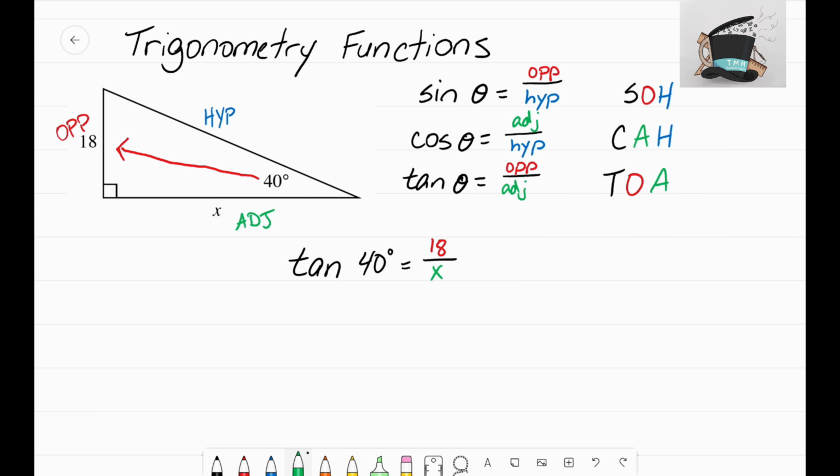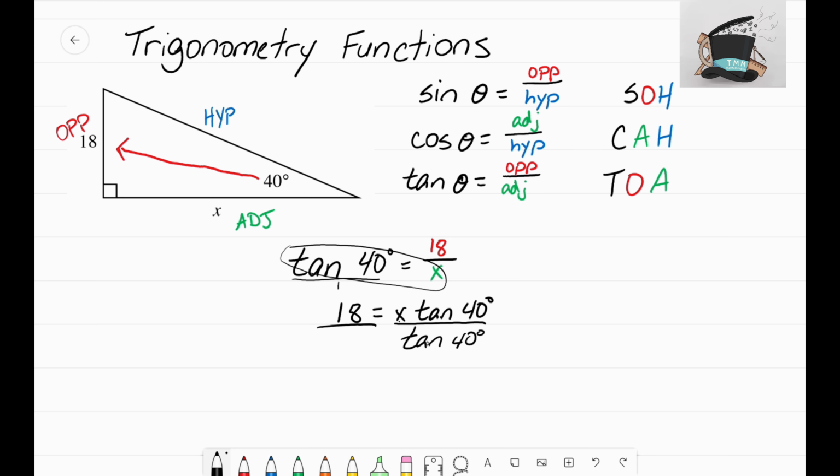So let's go ahead and solve this out. First thing I'm going to do is cross multiply. So I'm going to put this over 1 just to help me see how I'm going to cross multiply. I'm going to have 18 times 1, which just gives me 18, equals, and cross multiplying that, I'll have x times tangent of 40 degrees. Last step is that I want to get x by itself. And right now I'm multiplying by tangent of 40 degrees. So I need to divide both sides by tangent of 40 degrees.